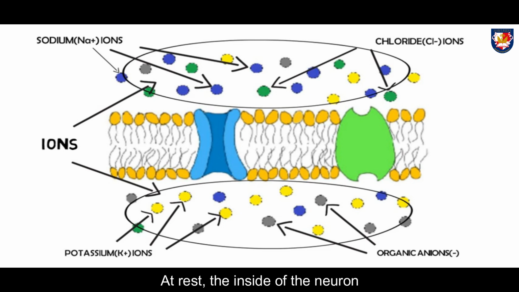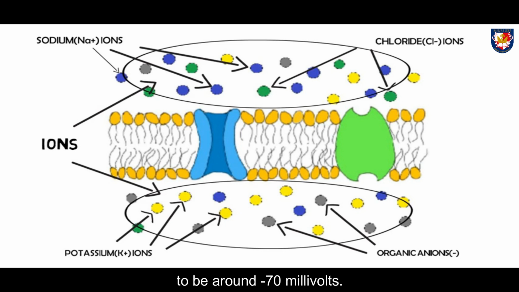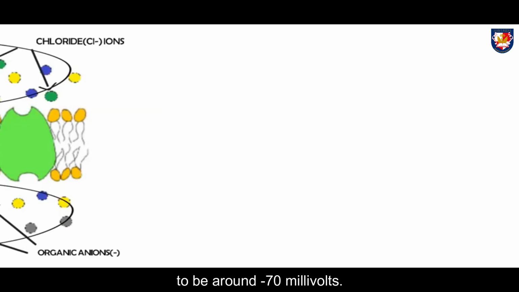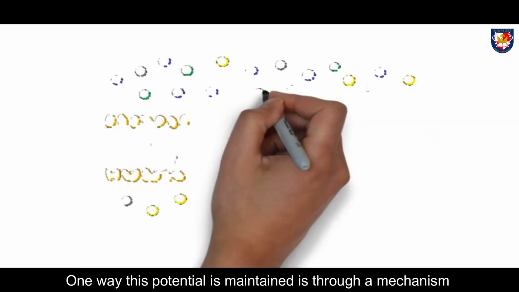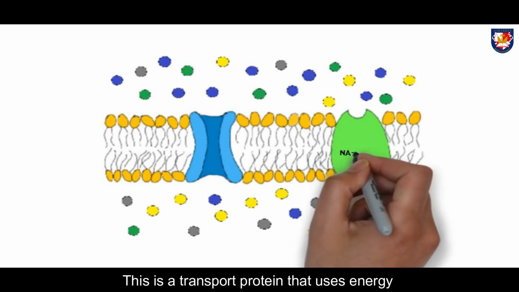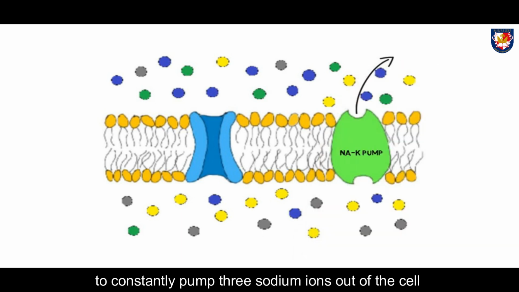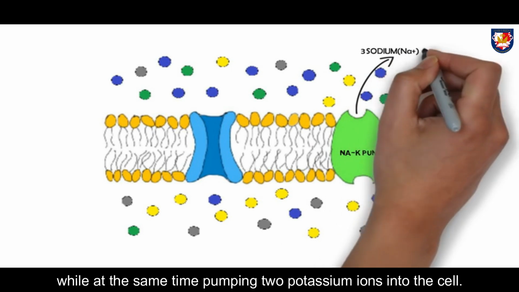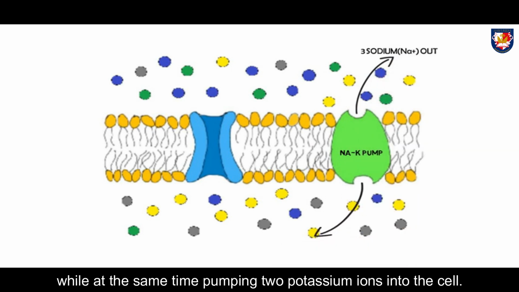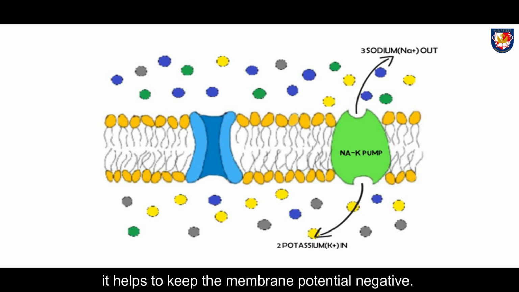At rest, the inside of the neuron is more negatively charged than the outside, causing the resting membrane potential of an average neuron to be around negative 70 millivolts. One way this potential is maintained is through a mechanism known as the sodium-potassium pump. This is a transport protein that uses energy to constantly pump 3 sodium ions out of the cell while at the same time pumping 2 potassium ions into the cell. Because there are more positive ions being pumped out than in, it helps to keep the membrane potential negative.